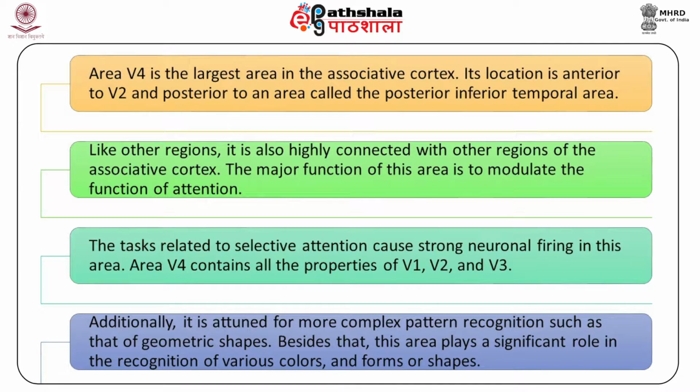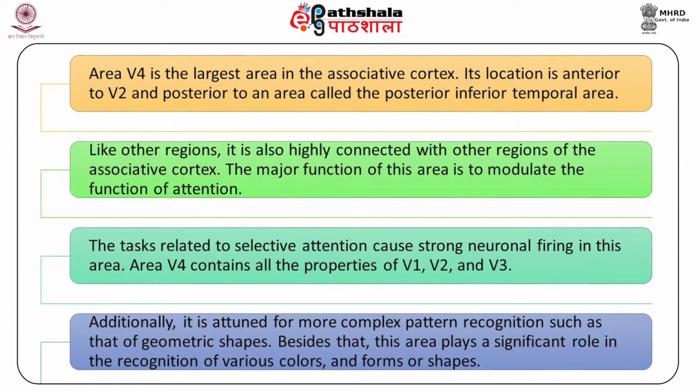Like other regions, it is also highly connected with other major regions of the associative cortex. The major function of this area is to modulate the function of attention. The tasks related to selective attention cause strong neuronal firing in this area. Area V4 contains all the properties of V1, V2 and V3. Additionally, it is attuned for more complex pattern recognition such as that of geometric shapes.